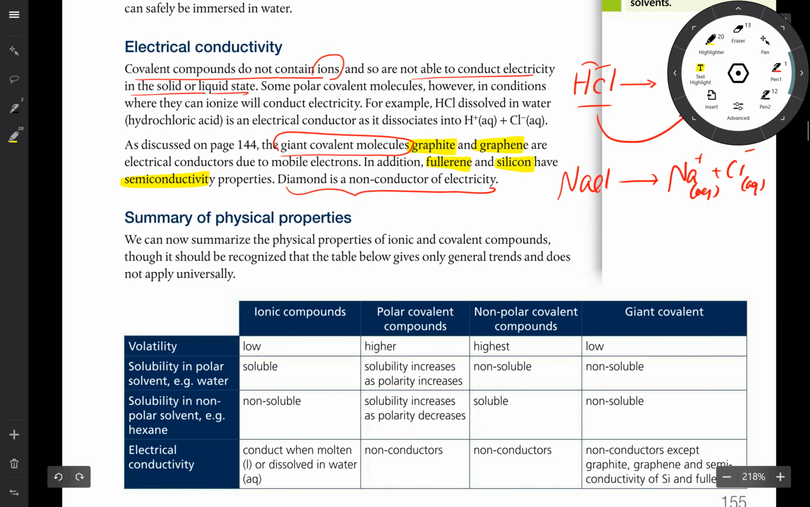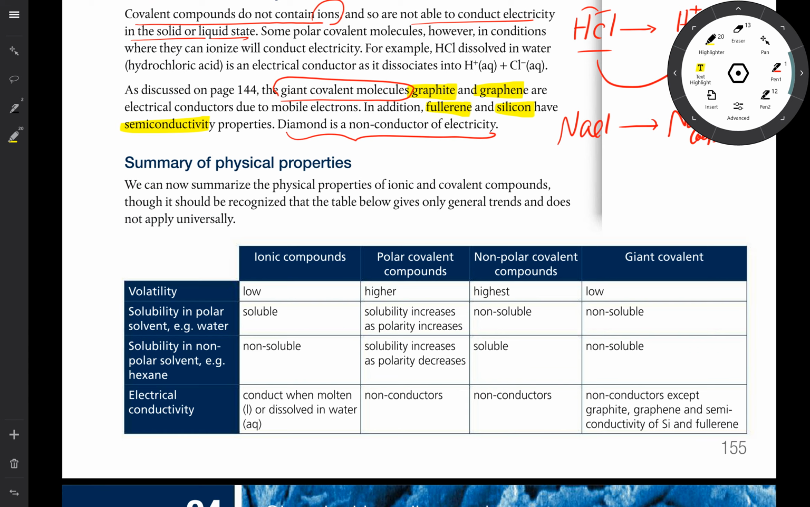So a summary of the physical properties is given here for the four types of materials that we have: the ionic compounds, polar covalent compounds, non-polar covalent compounds, and the giant covalent. These two written in the middle are molecules. The metals are not written here, so I want to add the metal to the last part. And be careful that this table is very general. You may have exceptions in each case.